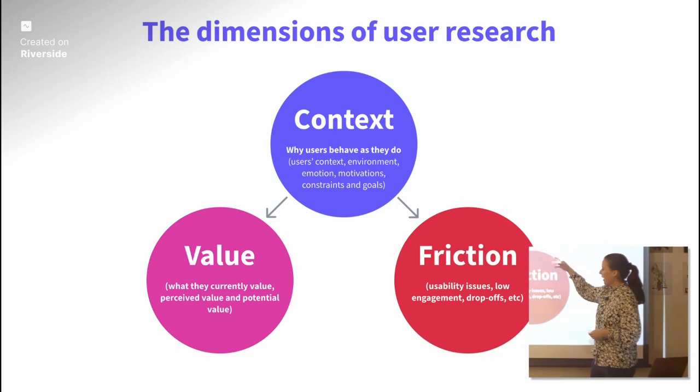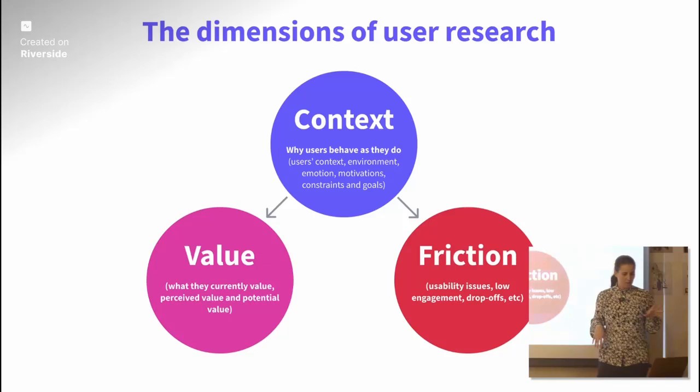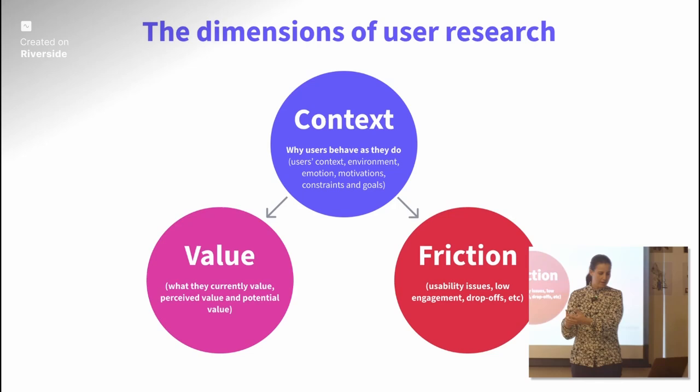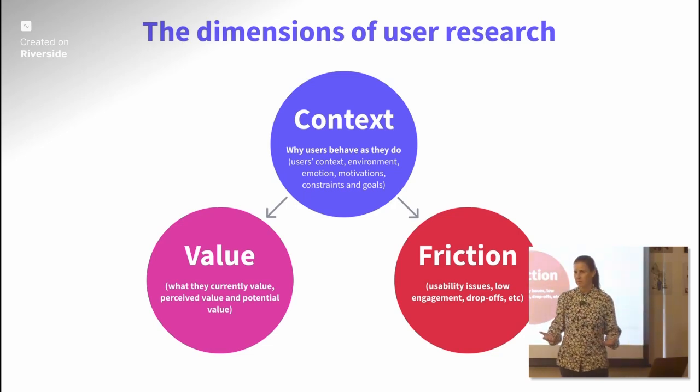Then, based on that, the way I see it is there are two large elements or dimensions to user research. One is value: what users or customers currently value, what do they perceive as value, and potential value for them. And on the other side, there is friction. So usability issues, user experience issues, low engagement, drop-offs, and so on.